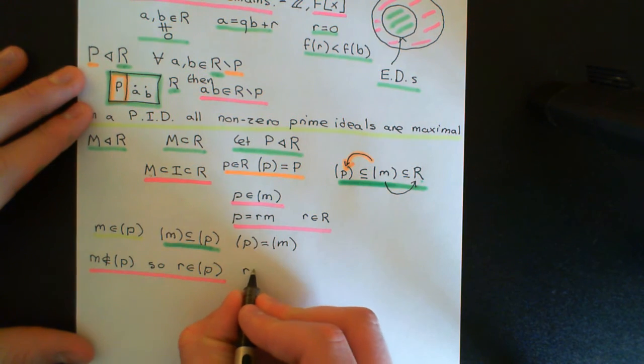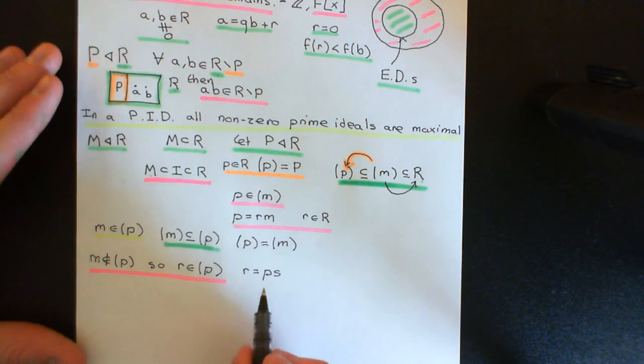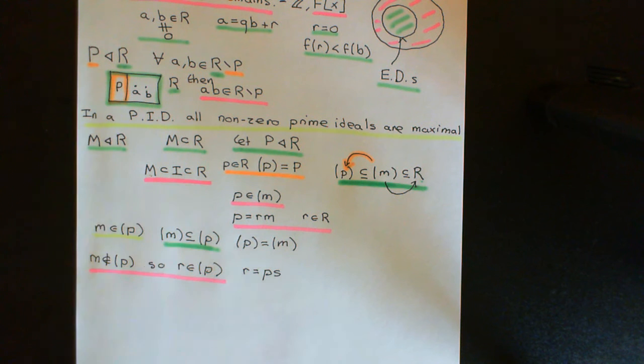So I can write R as, let's say, P times S, and I'll do it the other way around from the way I did it here. You'll see why in a moment. Of course, we're working in the commutative ring, so it really doesn't matter which way round I put the S and the P. Okay, so I'll put them this way round.